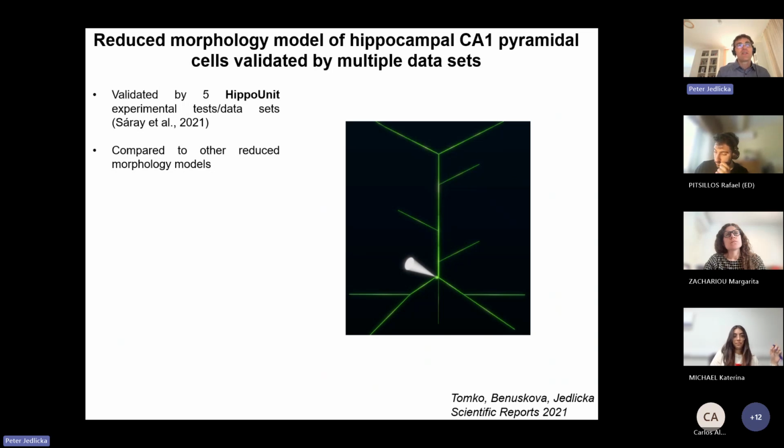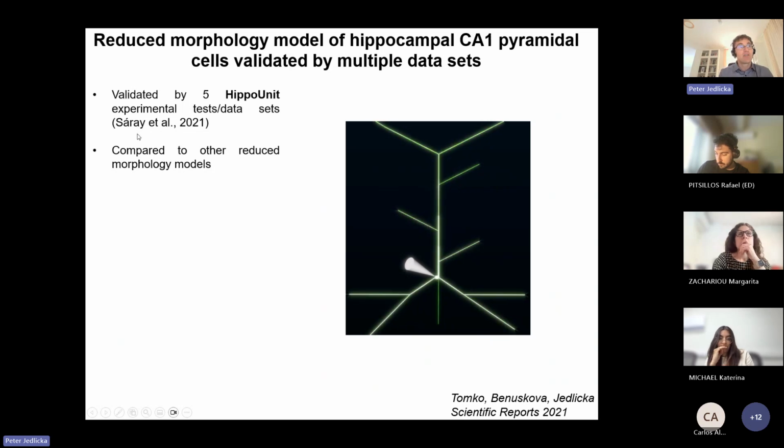Here, just very, very briefly, I want to show you another model that we created for CA1 pyramidal cells, but this model, as you can see here, has a simplified morphology. So this is not a full morphology, but the nice part is that, again, it replicates not only one data set, but 5 different experimental tests, which were included in the so-called HippoUnit. That's a battery of tests that were established by, in this paper, a Hungarian group. And so we took those 5 tests and we validated this model with these 5 tests.